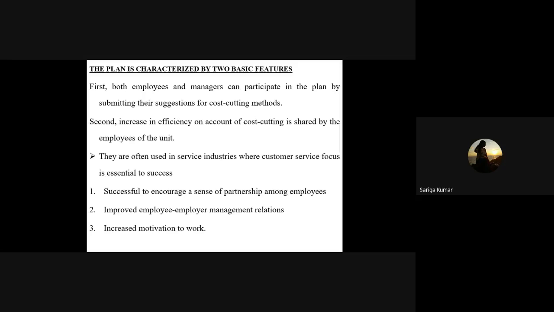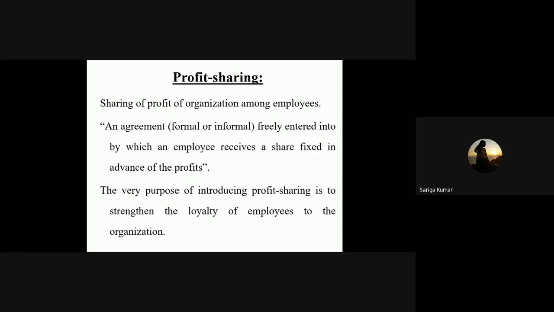Then we have increased motivation to the work. If employees are brought into strategic decisions, that can usually help an employer get very highly motivated employees for the work. Then, the third one is profit sharing. This is where whatever profit is earned by the organization will be shared among the employees. An agreement, which may be formal or informal, is freely entered into, by which an employee will receive some fixed share in advance of the profits.